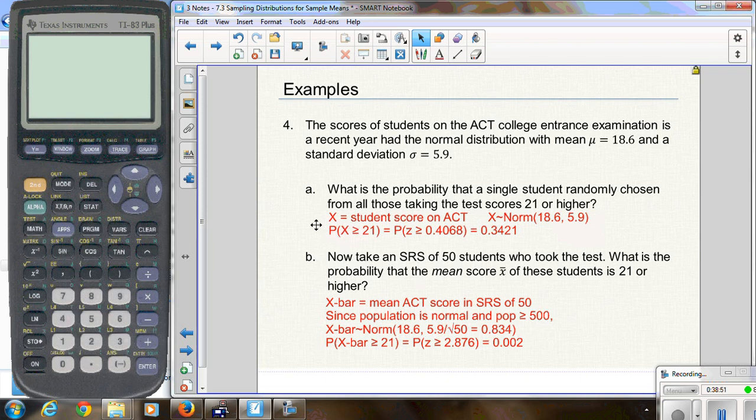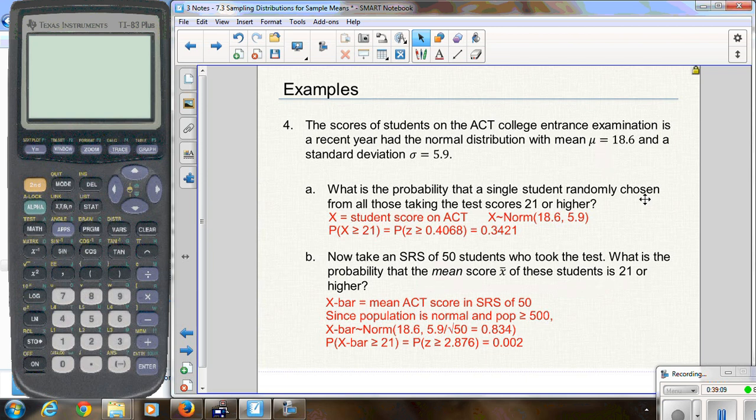So at first I'm trying to find the probability of a single student. So I'm using an X to represent a single person. I convert it to a Z-score, and that's my probability. In part B, though, we're looking at a simple random sample of 50 students and trying to figure out if the mean of that group is going to be 21 or higher.